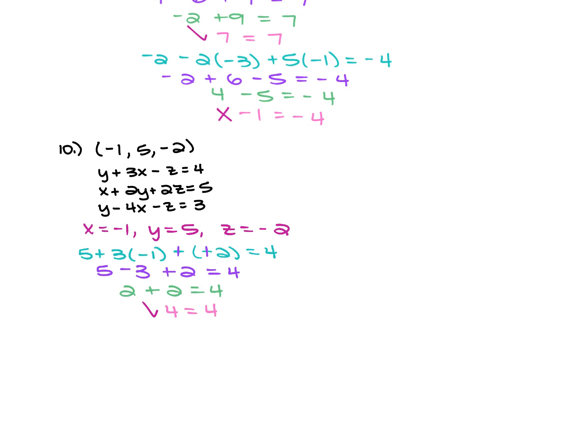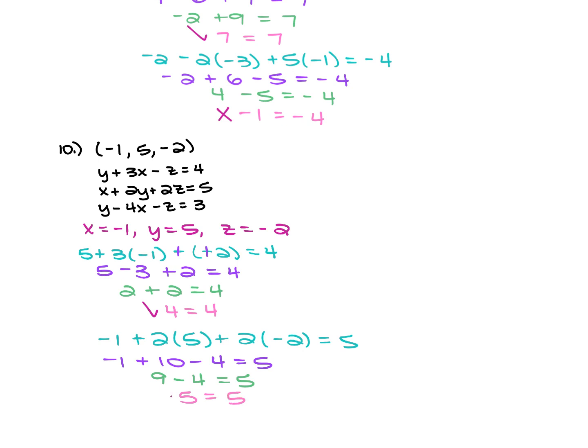You have x plus 2y plus 2z is equal to 5. We plug in our values. That leaves us with negative 1 plus 2 times 5 plus 2 times negative 2 is equal to 5. This simplifies to be negative 1 plus 10 minus 4 is equal to 5. So that's 9 minus 4 is equal to 5, which is 5 is equal to 5. And again, true statement, so check the last one.